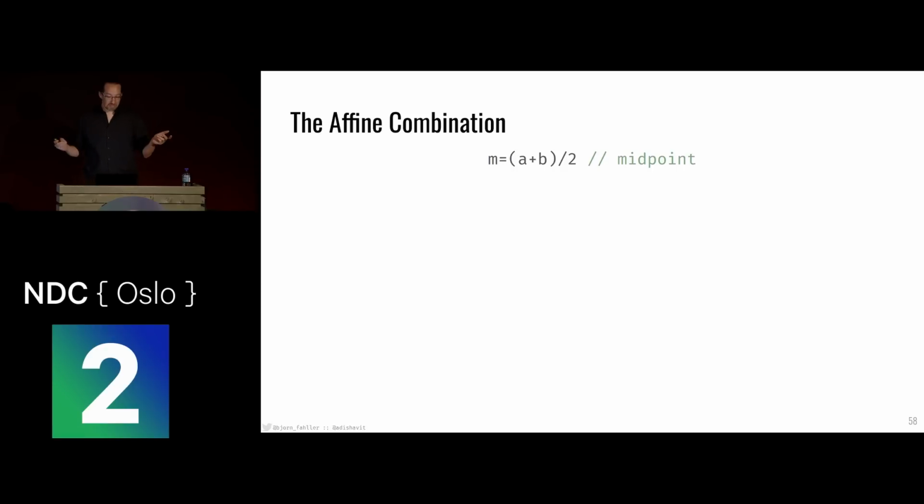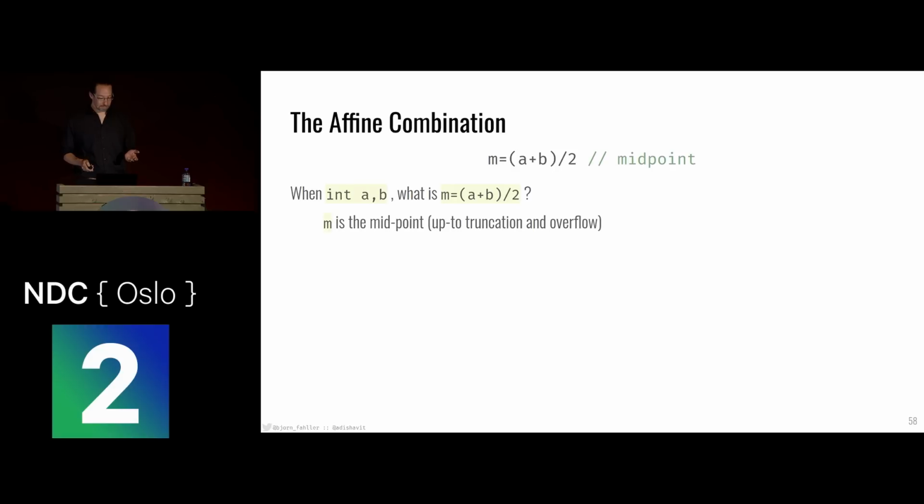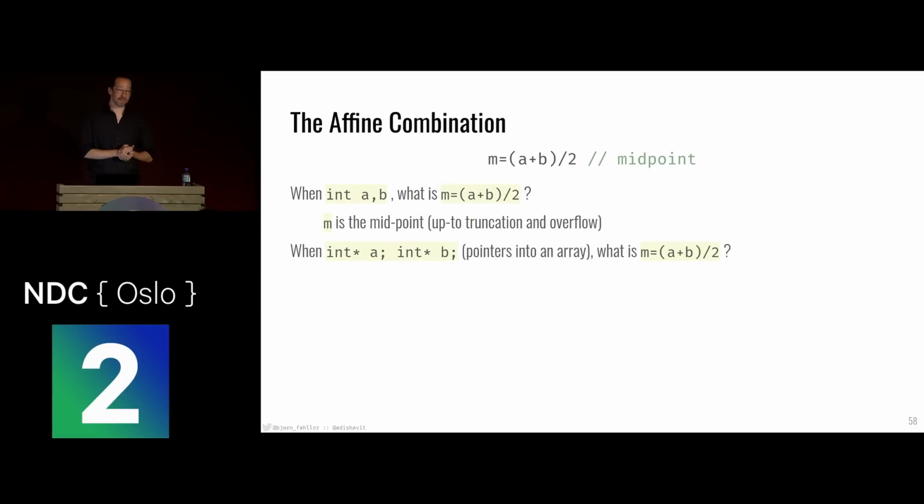So let's say we have this statement. If A and B are integers, what would M be? Well, it says so in the comment. It's the midpoint between A and B, right? Again, I'm ignoring truncation and ignoring overflow in this case. And the question is, when the types of A and B are pointers, what is M? Anyone? It's actually testing if you were listening.